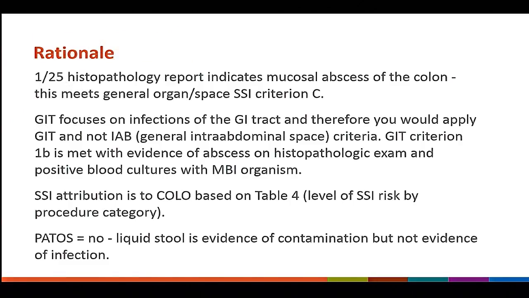Great job. Okay, let's just quickly talk about the rationale. On 125, the histopath report indicates a mucosal abscess of the colon. This meets general organ space criterion C. And then remember that GIT focuses on infections of the GI tract, and therefore you apply GIT and not IAB in this case. GIT criterion 1B is met because you have the evidence of an abscess noted on histopathologic exam, and you have positive blood cultures with an MBI organism.